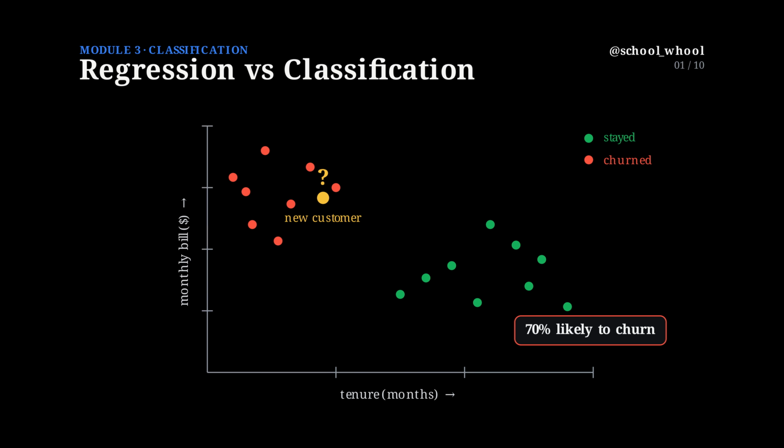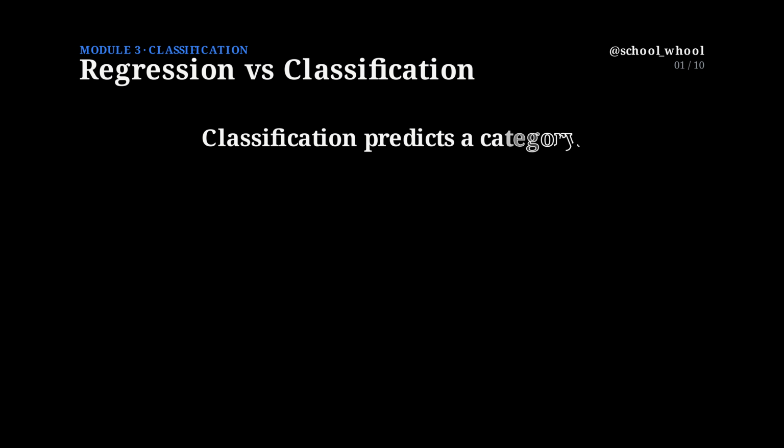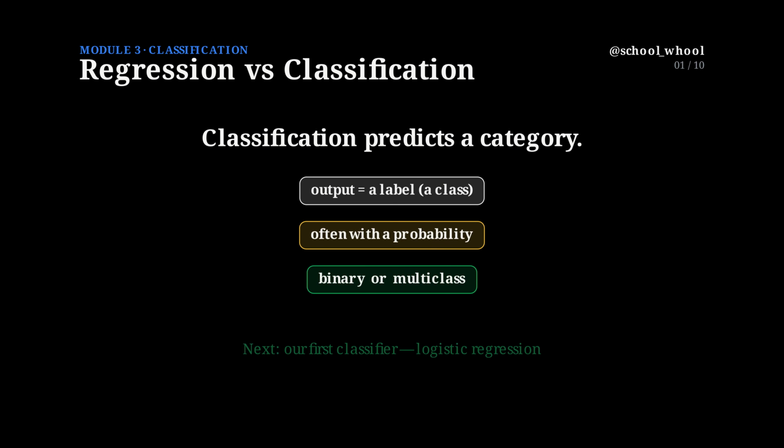And, ideally, how confident it is. 70% likely to churn, say. So classification predicts a category, not a number. Often with a probability attached. Next, we'll build our very first classifier by gently bending the regression line we already know, logistic regression.